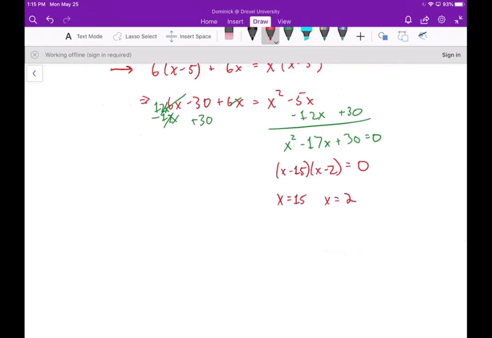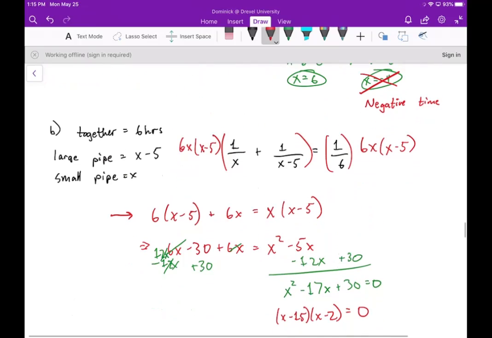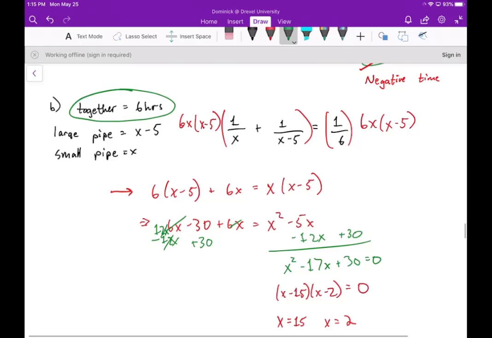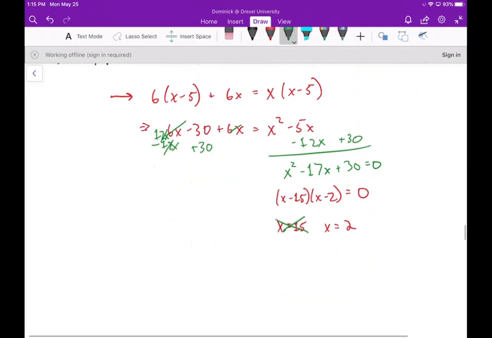Now before, we had the negative and it was obvious which answer was no good. But here it's not as obvious. If we go back and look, the time it takes for them to do the job together is 6 hours, right? So this x equals 15 is not possible, so we're going to throw that one out. Oh, sorry, wait a minute. Maybe we do want, yeah, we don't want 2. I'm sorry.